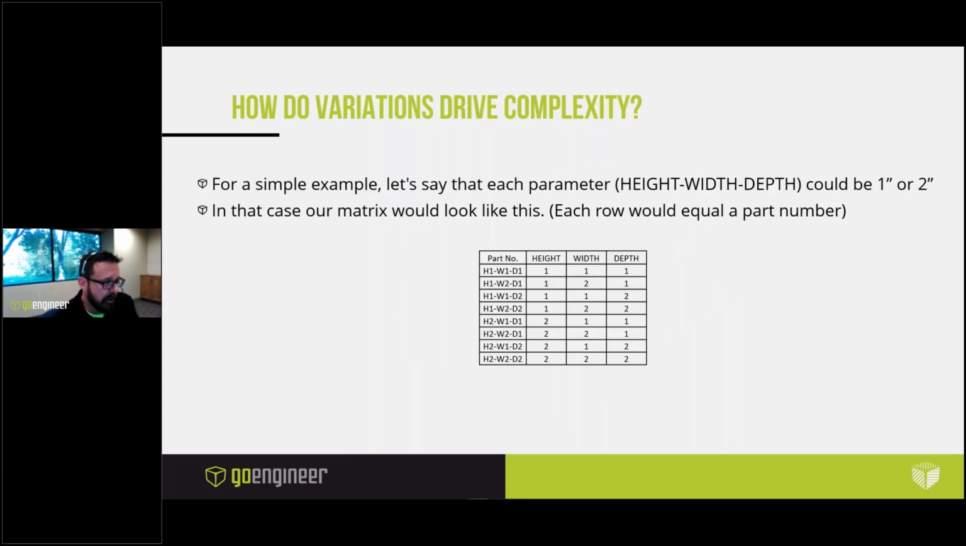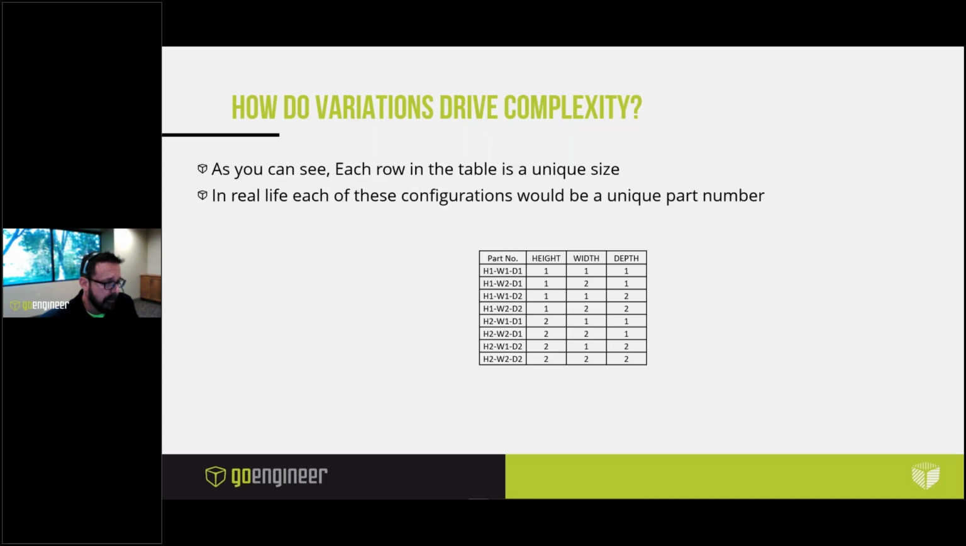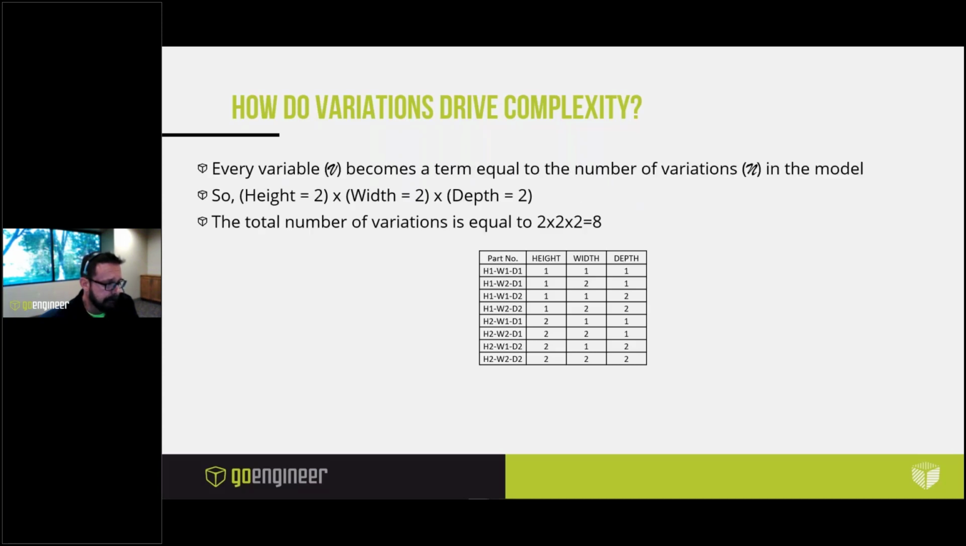So this is what the number of variants would be for that most simple example that you can think of, right? Each row would be a part number. And so we'd have this many variants for all the unique combinations of height, width, and depth, okay? So as you can see, each row is a unique size. In real life, each of these configurations would be a unique part number, but same idea.